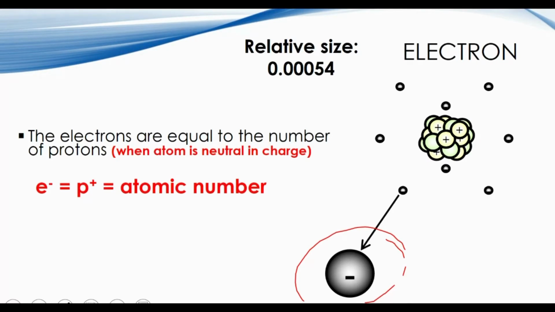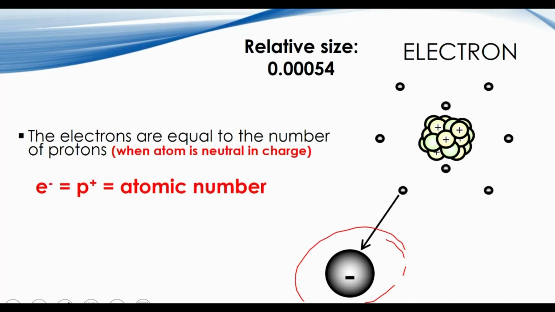And if you think about the size of an electron, its mass is very, very small and therefore is negligible. Here on screen, we also have some information that says the electrons are equal to the number of protons. And that is very important to remember.